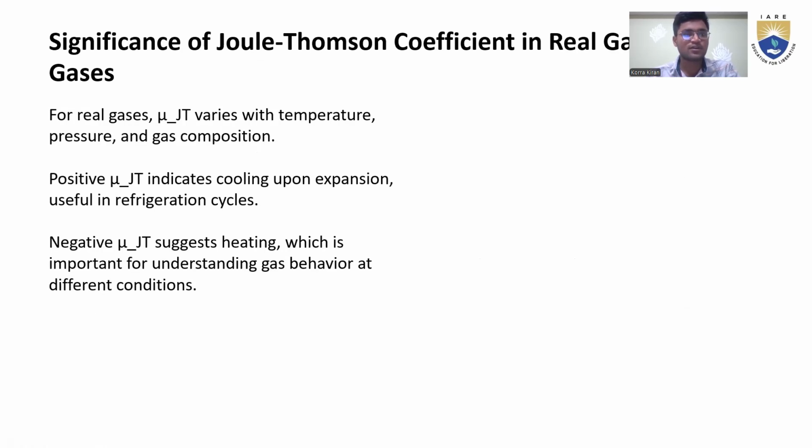And the significance of the Joule-Thomson coefficient in real gases. For real gases, mu varies with temperature, pressure, and gas composition. At the same time, positive mu indicates cooling upon expansion, useful in refrigeration cycles. Positive implies cooling upon expansion. Negative mu suggests heating, which is important for understanding gas behavior at different conditions. That was negative mu.